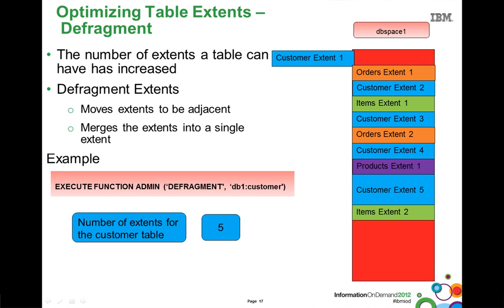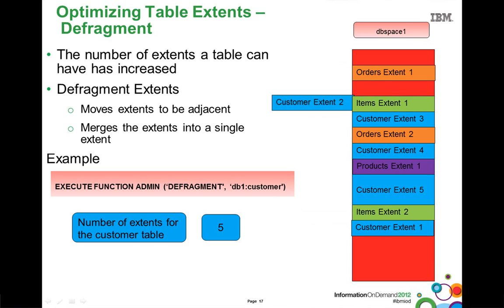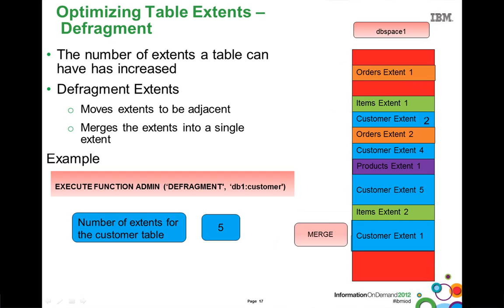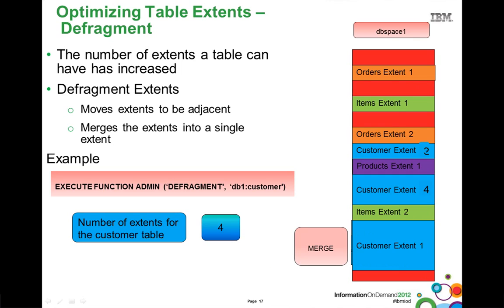So when we execute that, the first thing that's going to happen is the customer 1 extent is going to be moved to the large free space at the bottom. Then the customer 2 extent is going to be moved. They're now physically adjacent, so they're going to be merged into one extent. Then we are going to reassign the numbers, 1, 2, 3, and 4. So now we only have 4 extents.